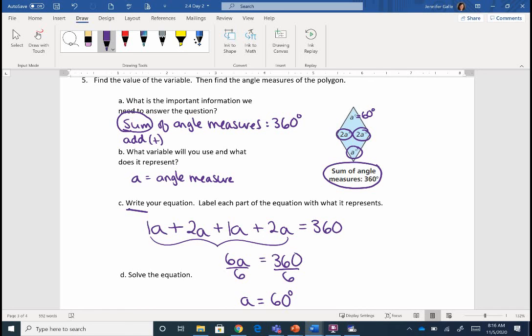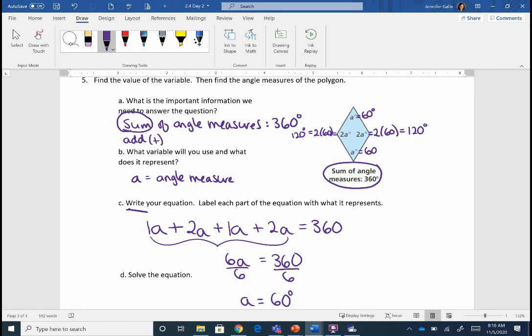But I need to find the other ones. So to do that, just like when we check our equations, we just put 60 in for A. So right here is going to be 2 times 60, and we get 120. Our A is 60. Oh, 120. Sorry. Instead of putting a 0, I just put my decrease symbol. That's not good. 2 times 60. And this one's also 120.